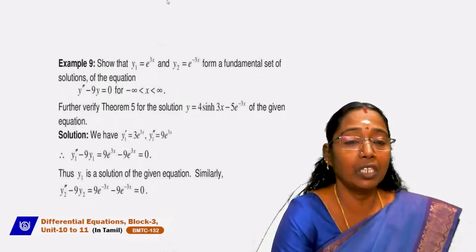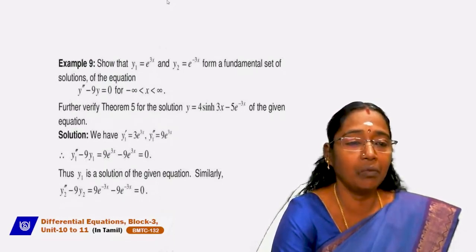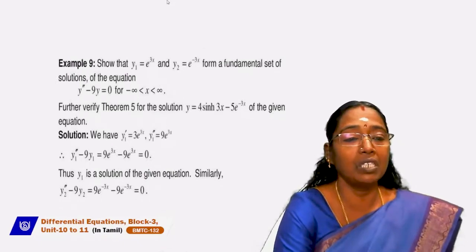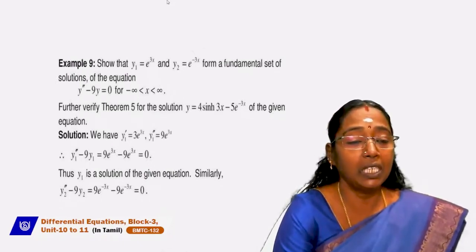Given y1 equal to e power 3x, y1 dash, you have to differentiate: 3 into e power 3x. y2 equal to e power minus 3x. And here y1 double dash is 9 into e power 3x. This y1 dash, y1 double dash, you have to substitute in the given equation, namely y double dash minus 9y, that is y1 double dash minus 9y1. That is equal to, what is y1 double dash? 9 into e power 3x, again minus 9 into y1, which is again e power 3x. So these values vanish. Therefore, y1 double dash minus 9y1 equal to 0. So we conclude that y1 is a solution of the given equation.